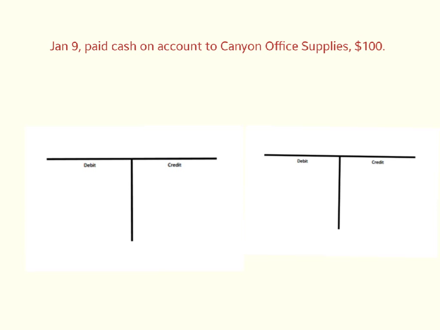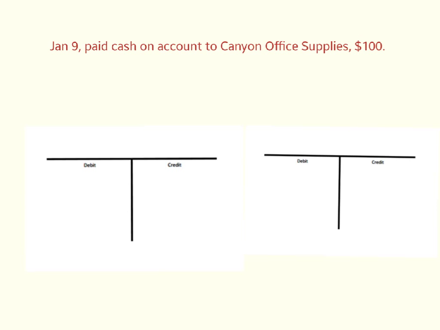If we look at this one, this is telling us, again, exactly what to do. Paid, cash. So now we write cash on the top of the T account. To the on account to Canyon. So the accounts payable Canyon, where we just charged and got credit for $220 worth of office supplies, but now we're paying $100 of that amount. So how would we put this in the T account?